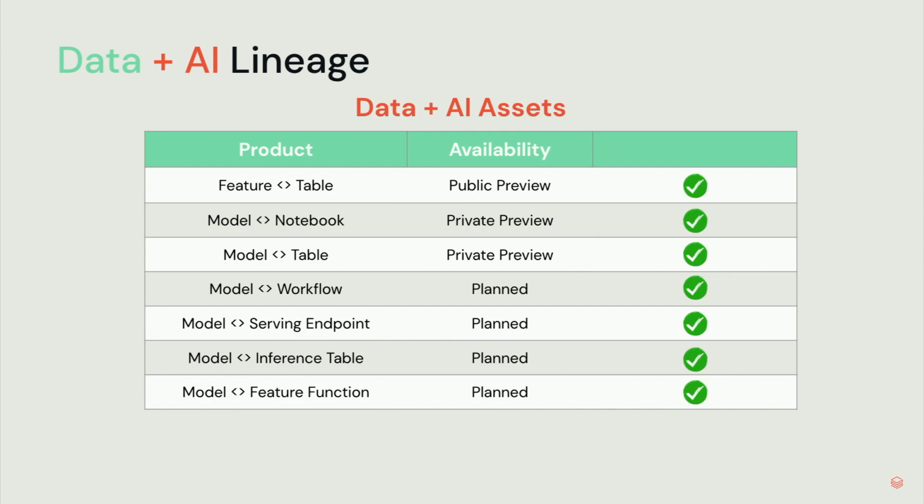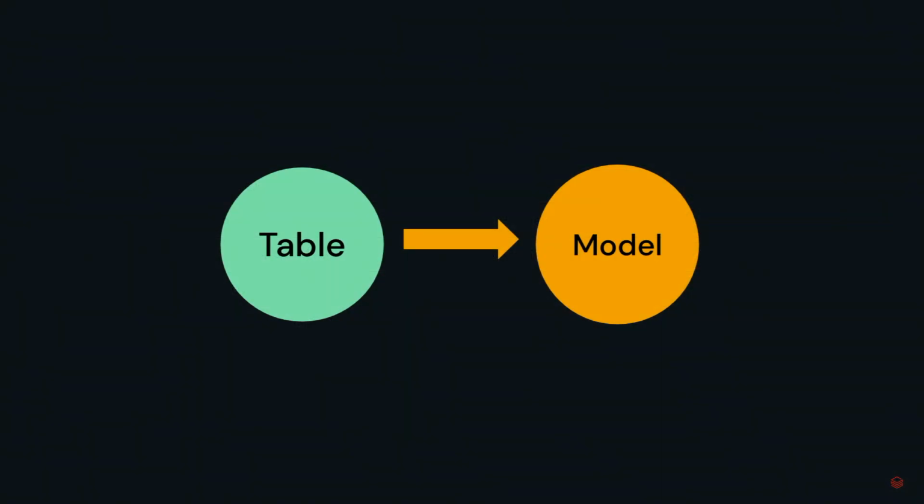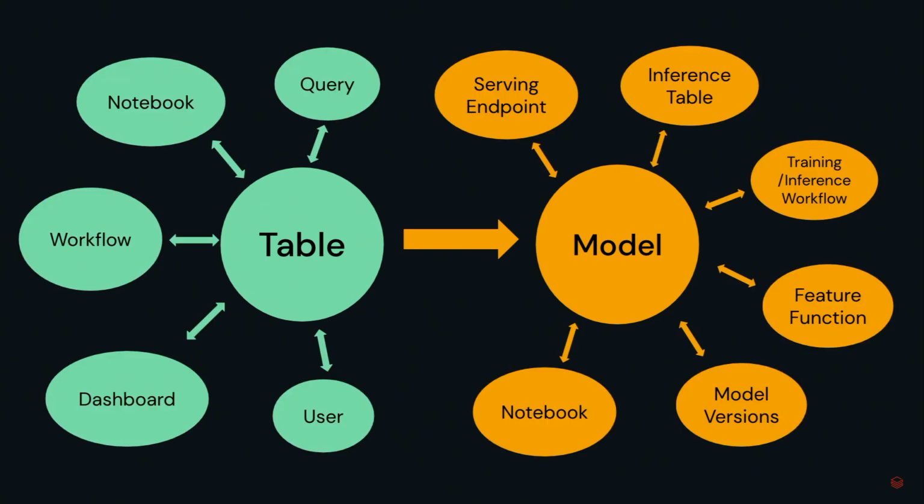Feature to table are in public preview, model to notebook and model to table are in private preview, and model to workflow, serving endpoint, inference table, and feature functions are all on our roadmap. Once we link the table and model together, we are essentially lineaging every single step and the full life cycle of the data and AI. It stretches from a raw log file all the way down to the critical use cases, such as the executive dashboard or a large language model to serve your AI chatbot.